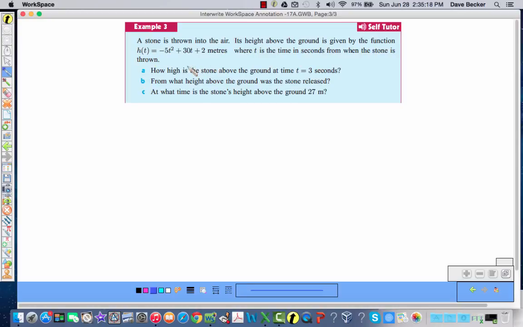A, how high is the stone above the ground at time t equals 3 seconds? So I'm just finding h of 3. That's going to be negative 5 times 3 squared plus 30 times 3 plus 2. And that, of course, is equal to 47. So that's 47 meters above the ground at 3 seconds.